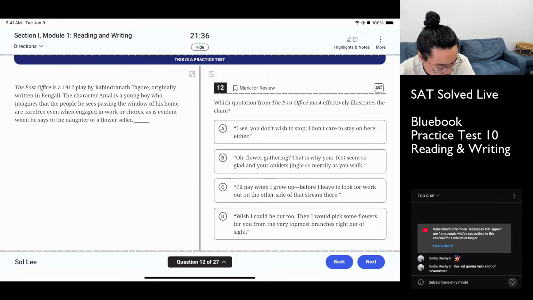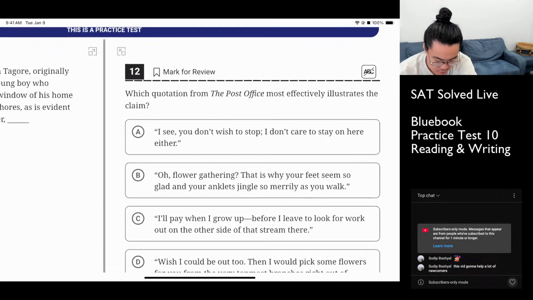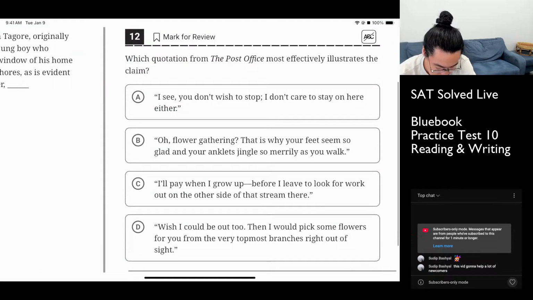12. The post office is by Rabindranath Tagore, in Bengali. Amal imagines that the people he sees in the window of his home, so he's inside his home, watching people, are carefree, even when they are working or doing chores. So he is telling the daughter of a flower seller, hey, even when you guys are working or doing chores, you guys have nothing to worry about, unlike me. I am emo, I am deep, I know the truth. I have worries, unlike you guys. I see.